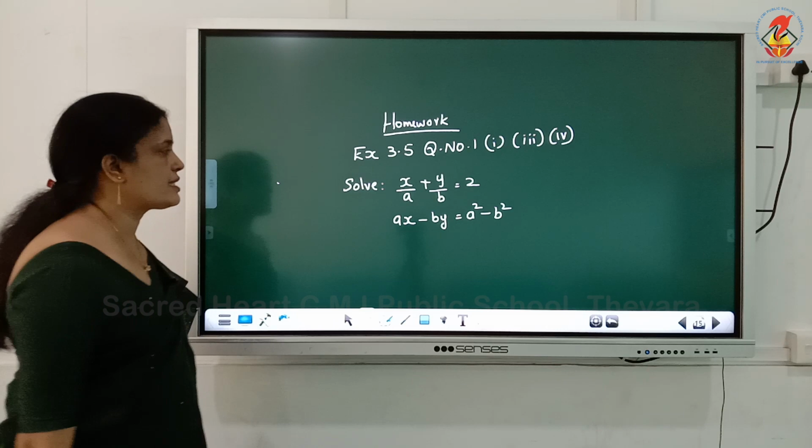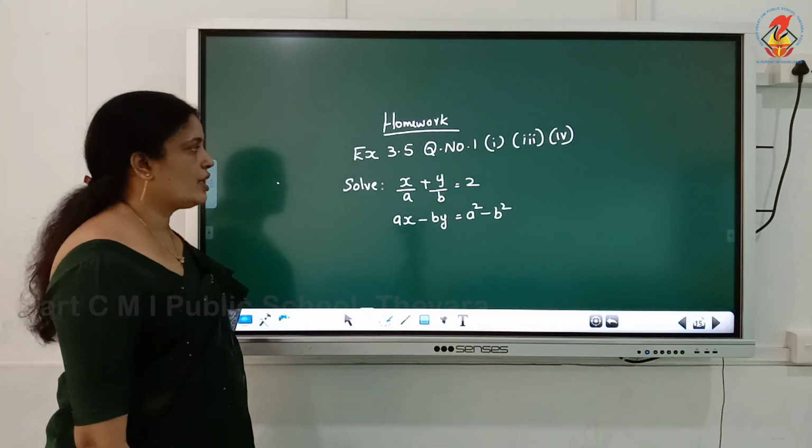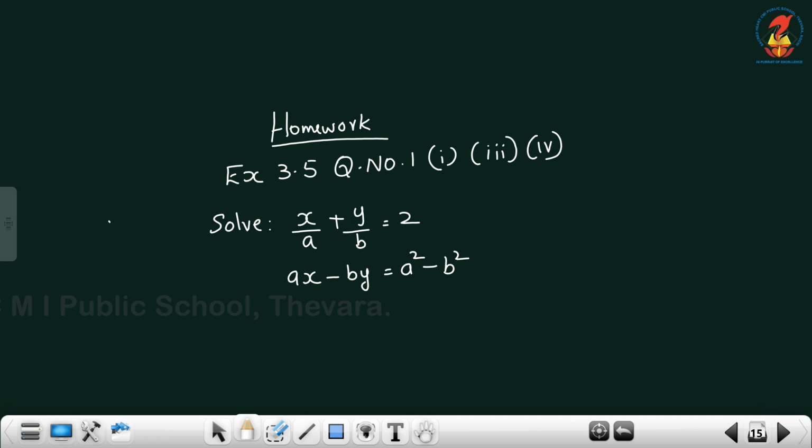Homework, exercise 3.5, question number 1, 3, 4. Solve these two equations by the cross multiplication method. Okay, x by a plus y by b equal to 2, ax minus by equal to a square minus b square.